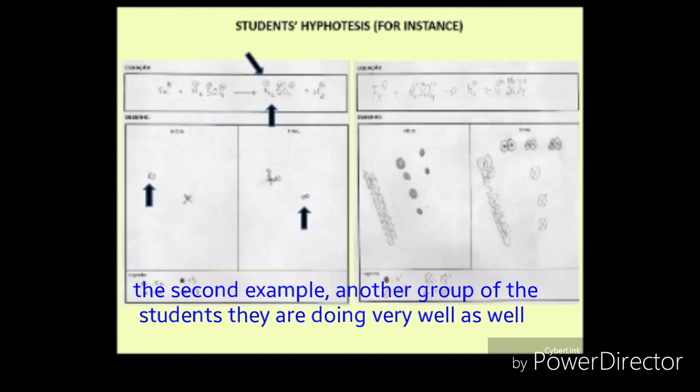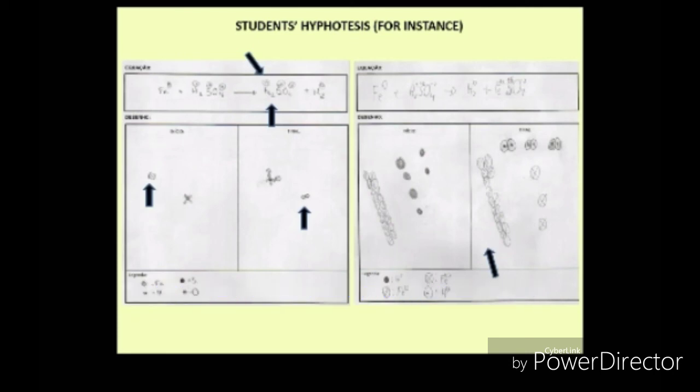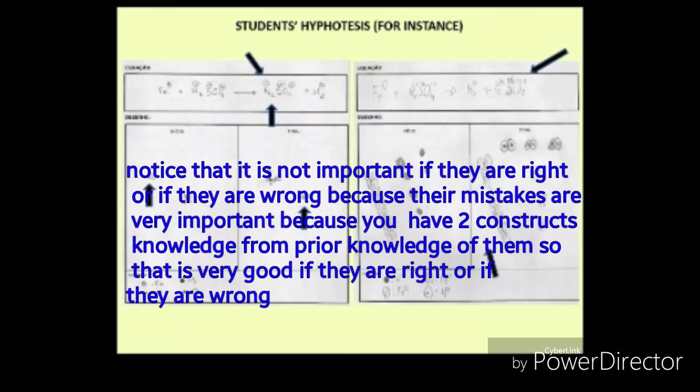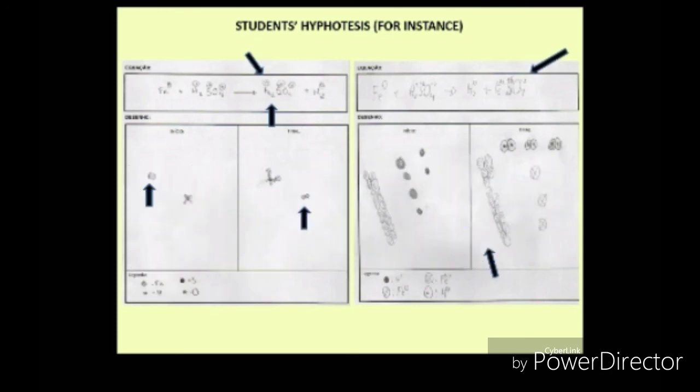The second example, another group of students, they are doing very well as well. Here the submicro level and the symbolic level. Note that it's not important if they are right or wrong, because their mistakes are very important, because you have to construct the knowledge from their prior knowledge. So it's very good if they are right or if they are wrong. You are going to mediate this construction, and so it's okay.